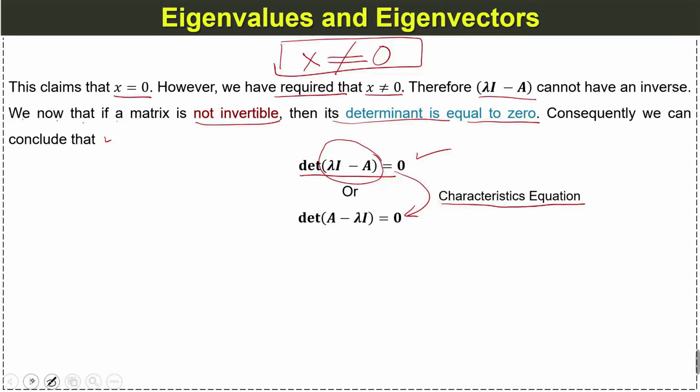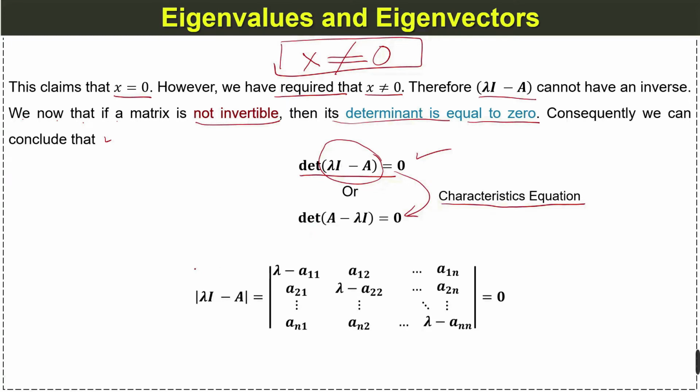Okay, so next we can write this as the matrix lambda I minus A, that is, lambda into I minus A, and the determinant of this is equal to this. We can write it this way, which is equal to 0.